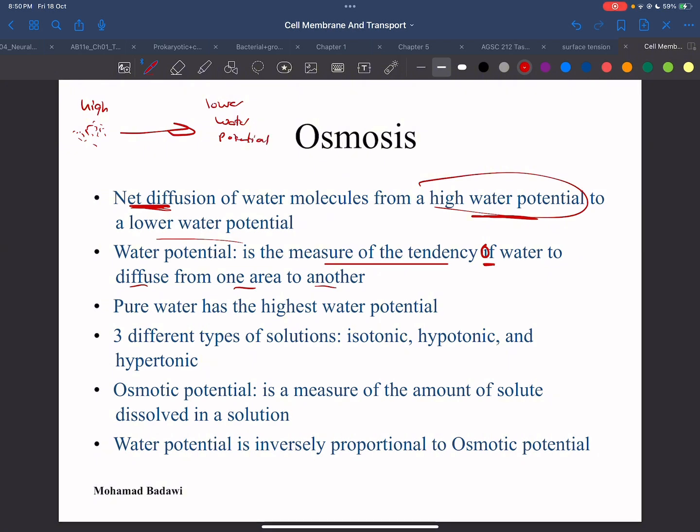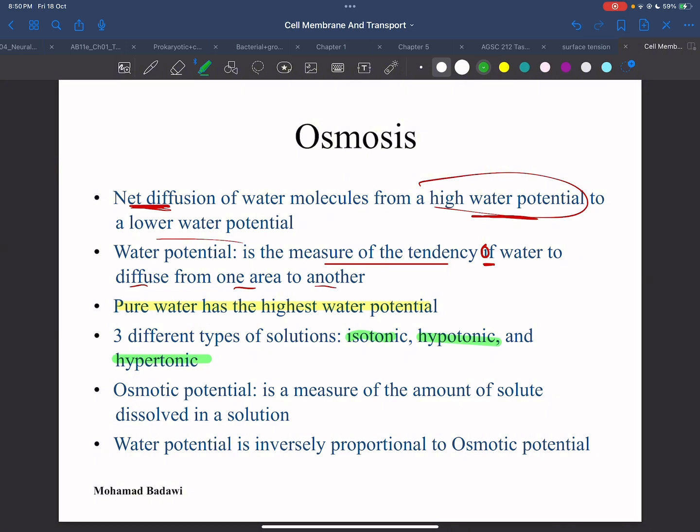And an example, pure water has the highest water potential. So if I put pure water and I put a concentrated solution, of course water will move from the pure water to the concentrated solution. Now, to talk about solutions, we have three different types of solutions. We have something called isotonic, we have hypotonic, and we also have hypertonic, and we'll be looking at each one of them very soon. But before I talk about isotonic, hypotonic, and hypertonic, let's look at osmotic potential.